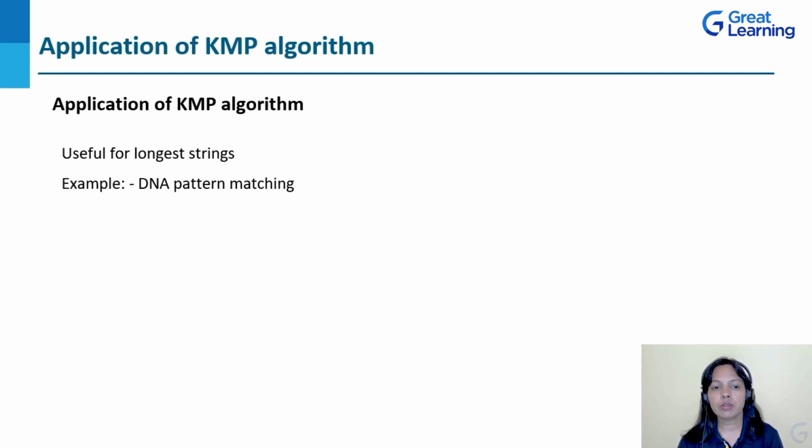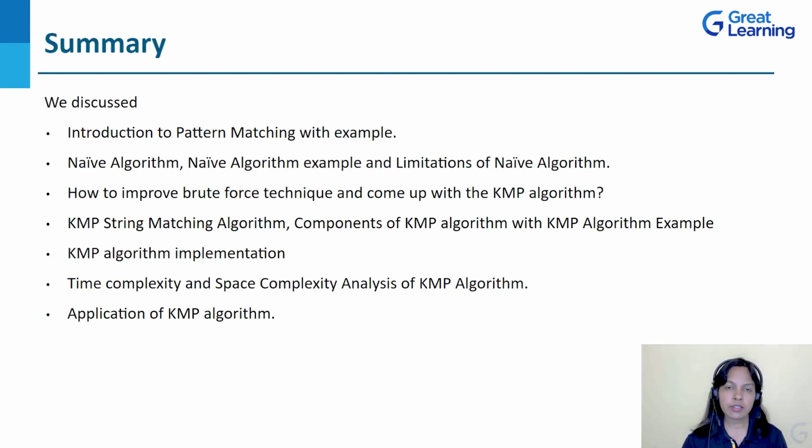One example is DNA pattern matching. In DNA, there are 4 characters, right? If pattern matching has to be done on DNA with those 4 characters, then the KMP algorithm is generally used. Now let's summarize the session.